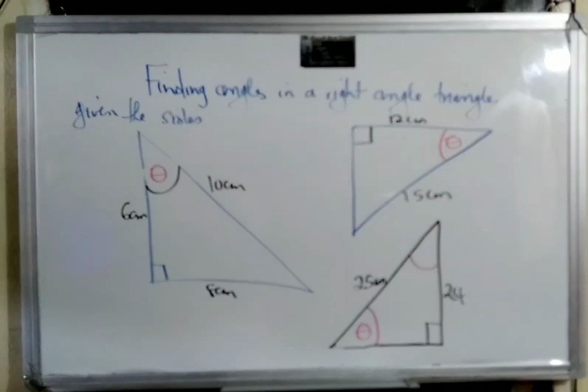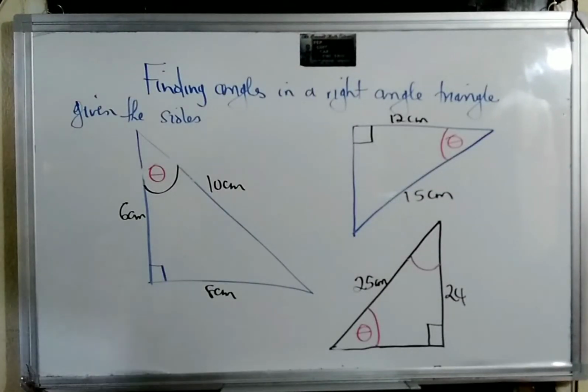Alright guys, welcome back. Real quick, we're gonna do this. It's not very hard, so it won't take very long. What we'll be doing is finding an angle once we're given at least two sides of a right angle triangle. And it's very simple.